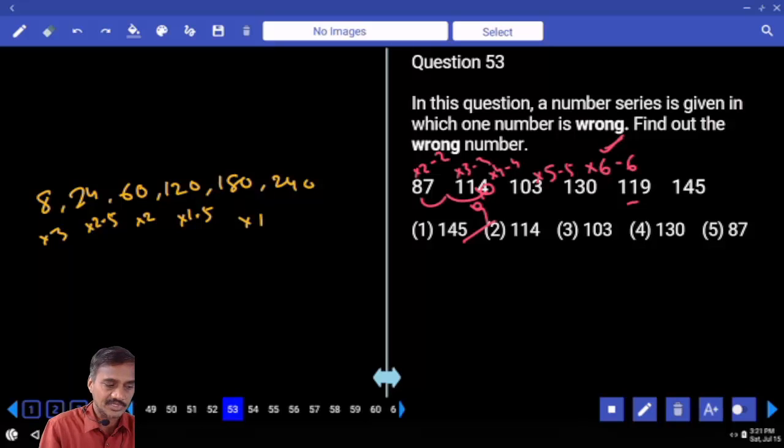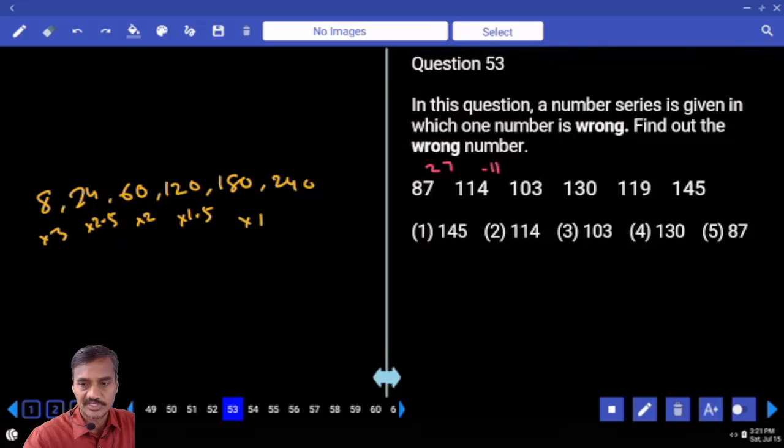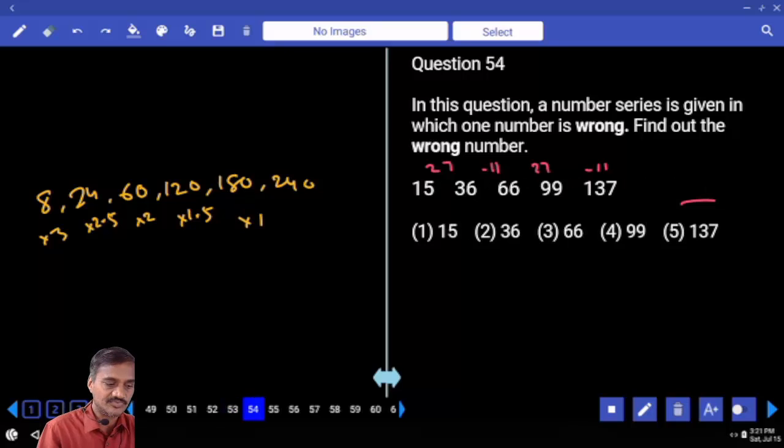Now in this 53, tell me our number, what does 53 come under? 53 is difference. Now what is the difference we have? 87. 13 plus 14 is 27. And the next difference is so much? Minus 11. Next one plus 27, minus 11, plus 27. 19 plus 27 is not 145, and choice 1, question number 50.